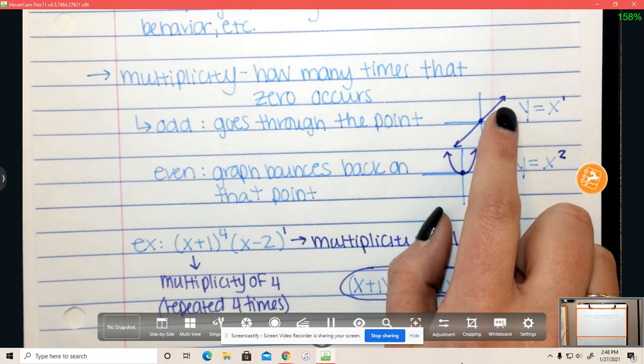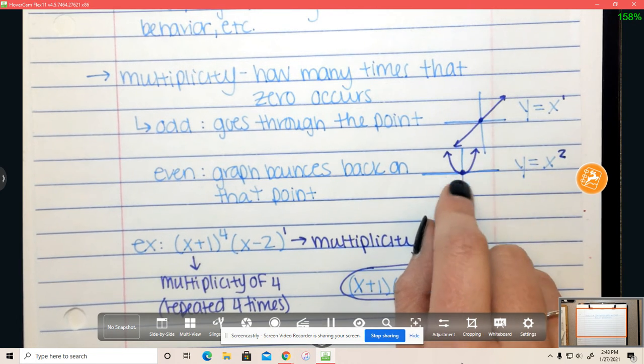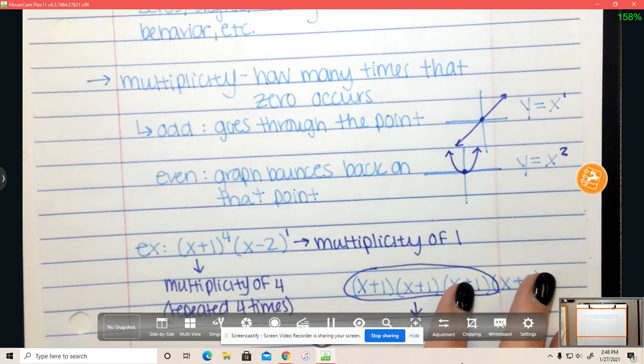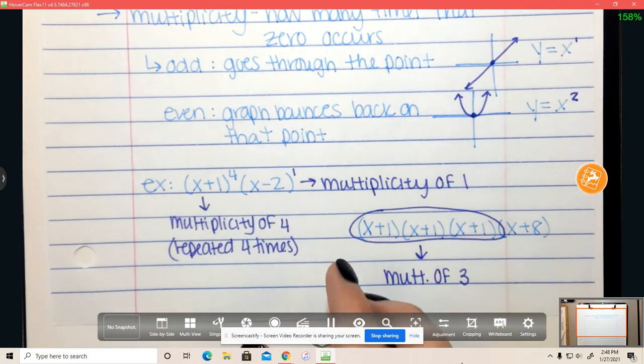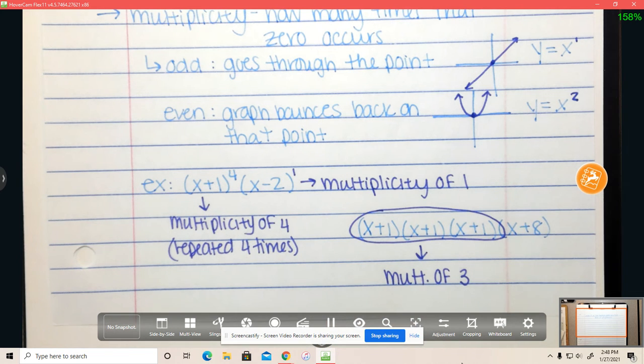So odd goes through, even bounces. All right, here's another way to look at multiplicity. Sometimes you're given the factors of the polynomial, and then you have to figure out the multiplicity from there. And you can see them a couple different ways.